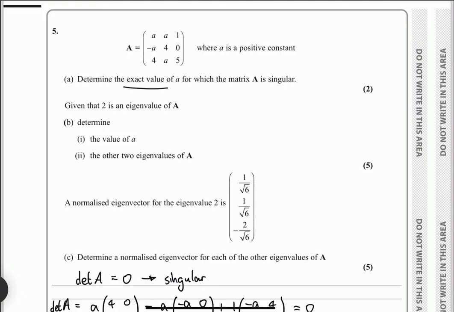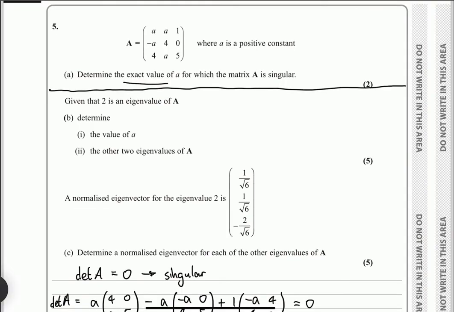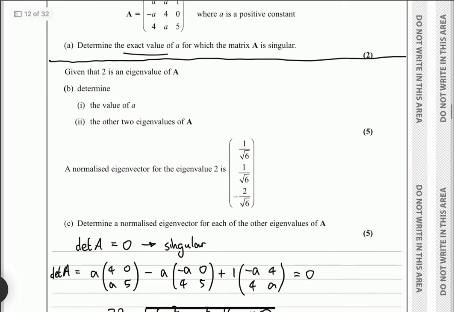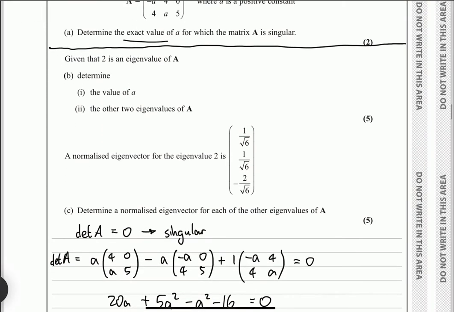Given that 2 is an eigenvalue of A, determine the value of little a. Now we've just determined the value of a, but it's important to realize that these are two separate situations. We've done part A, that's finished. The matrix A is singular if little a is equal to what we've just found. Now it's changed. Given that 2 is an eigenvalue, there's a different value of little a, and we need to find it again. But we need to find it in a different way because of the information we've been given. We need to find the other two eigenvalues as well.